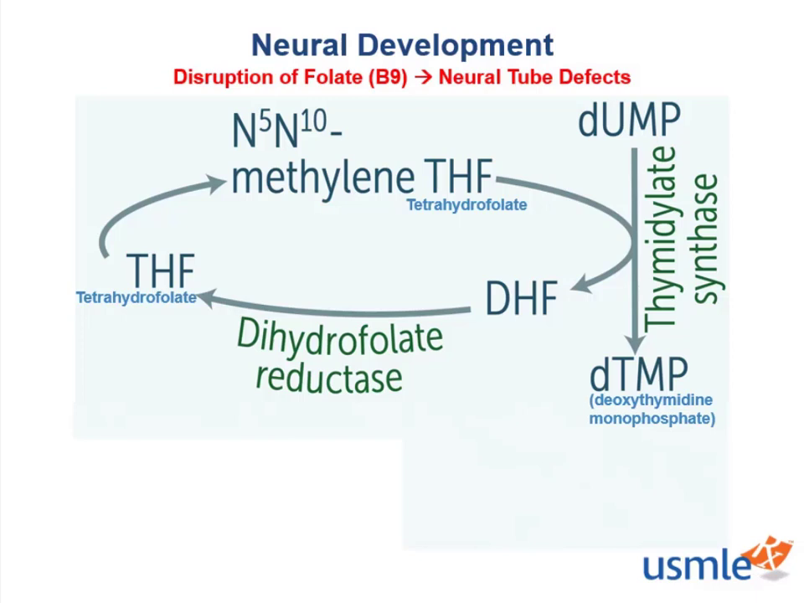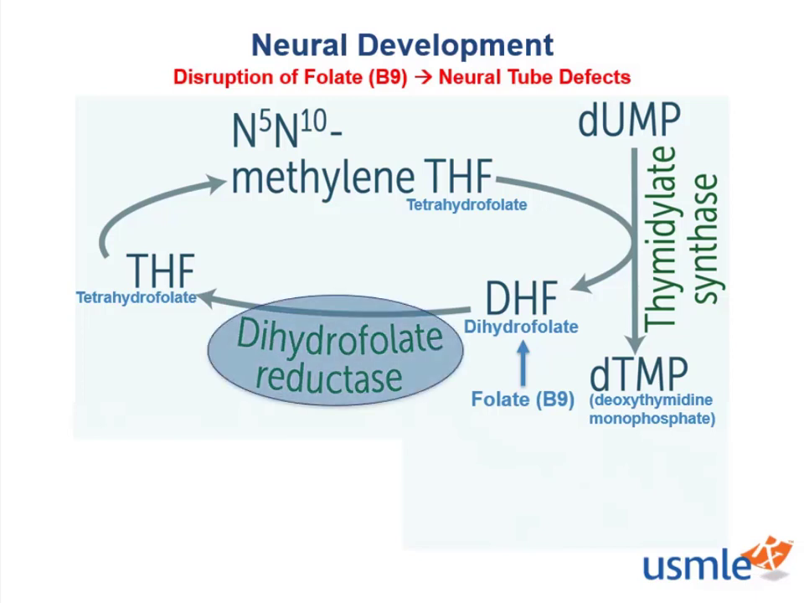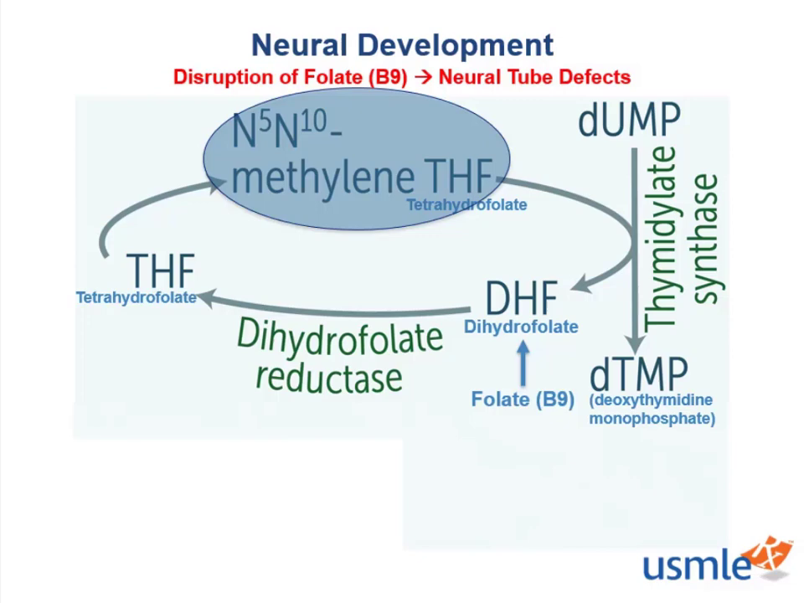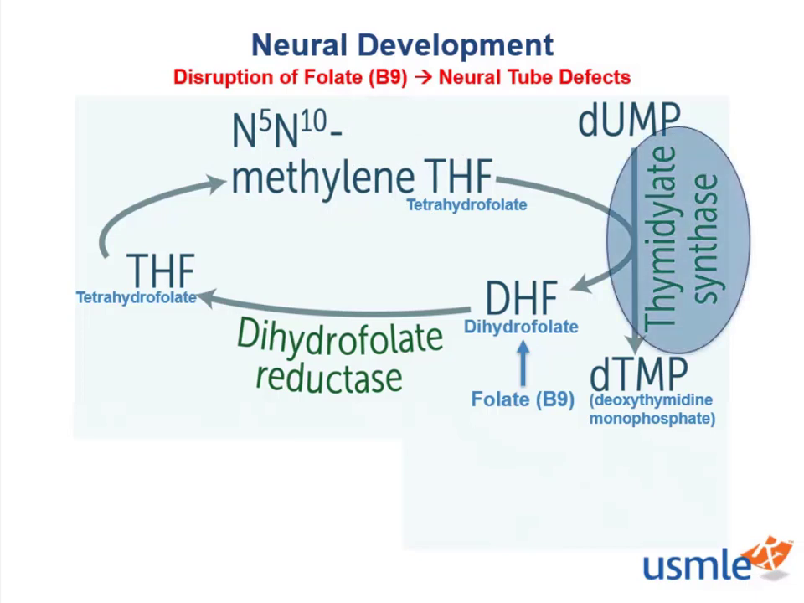Let me walk you through this high-yield biochemistry. Folate, vitamin B9, can be converted into dihydrofolate. Then, dihydrofolate is converted by dihydrofolate reductase into tetrahydrofolate. Tetrahydrofolate is converted into N5-N10 methylene tetrahydrofolate. Now we are ready for the grand finale. Thymidylate synthase takes that N5-N10 methylene tetrahydrofolate serving as a cofactor and dUMP, deoxyuridine monophosphate, serving as a substrate, and produces deoxythymidine monophosphate.